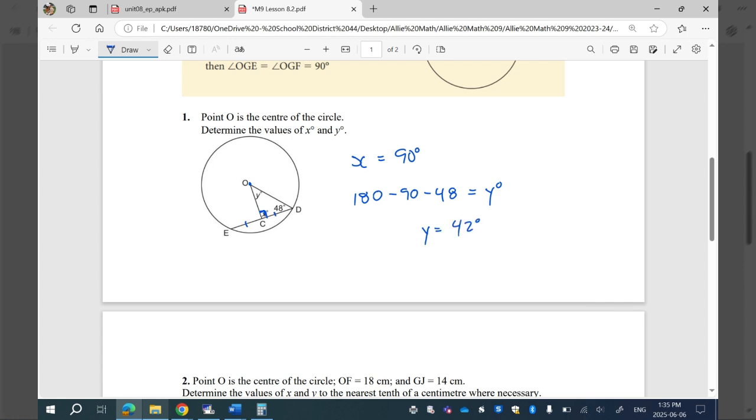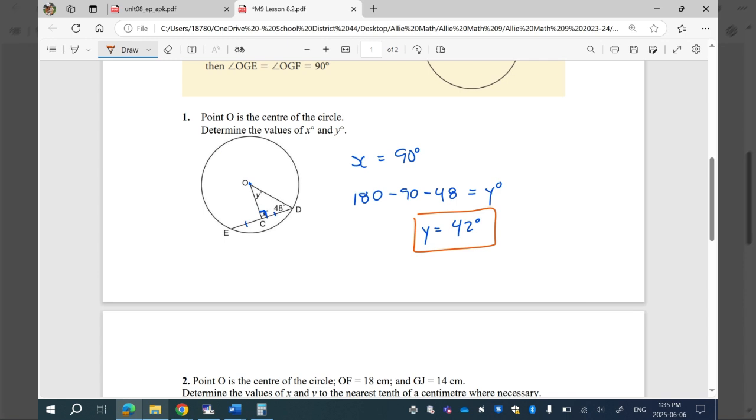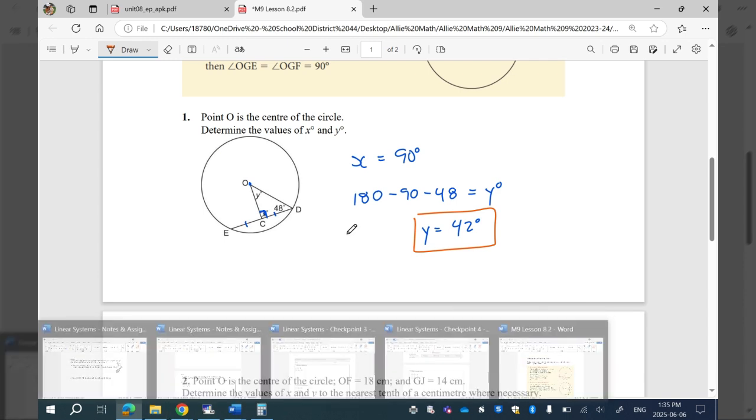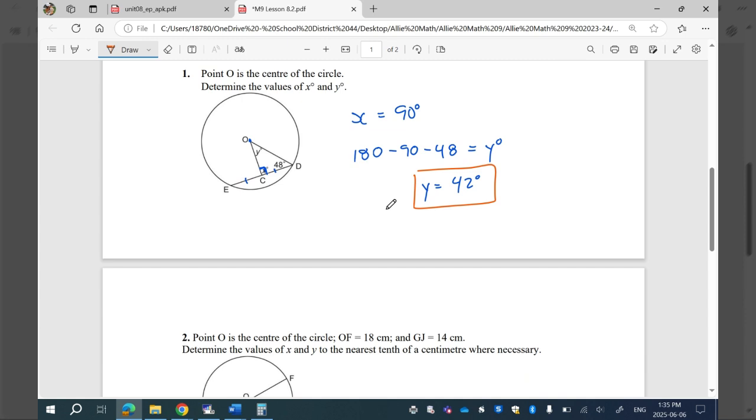Of course, actually, that makes sense. And there you have it. That's why you check. Okay, so does that make sense? Yes, it does. 45 plus 45 is 90. We're looking for these two to equal 90 degrees. That makes sense, not 52.